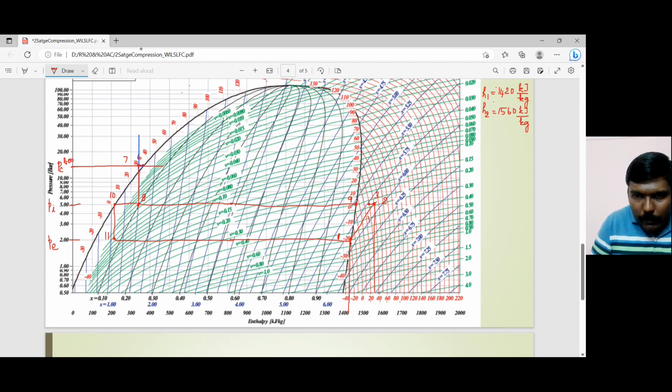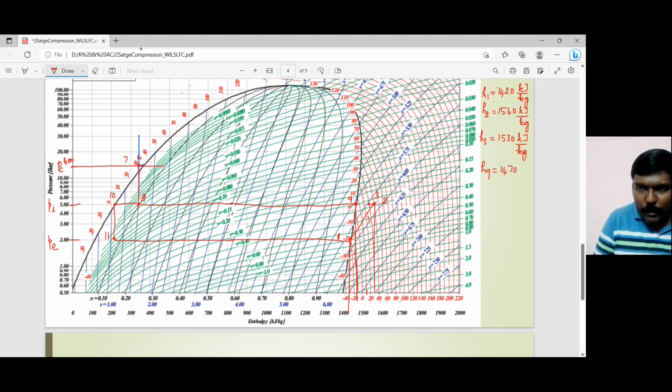And point number 3, if I drop a perpendicular over here, that will be right here, let's say 1530. And what else can I mark? H9. H9 is here. Drop a perpendicular from this. My line has deviated. So this is 1500 and this is 1400. Is it midway? No, inclined towards 1500, say 1470 kilojoule per kilogram. So that is my H9.